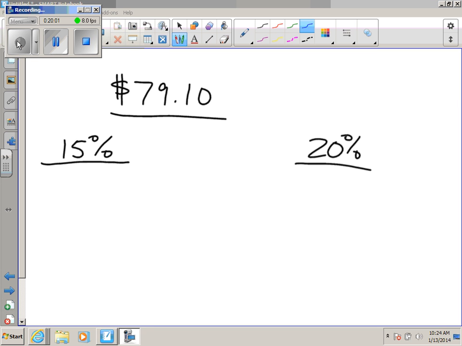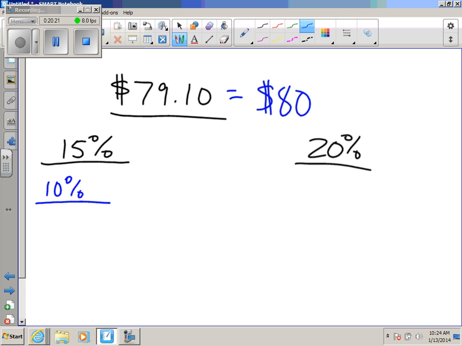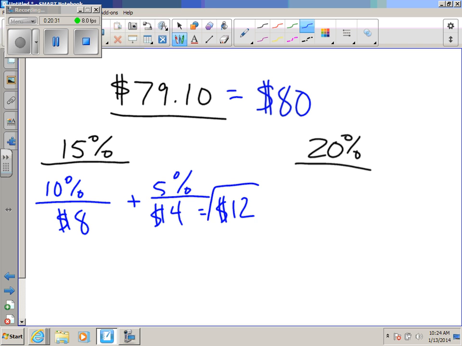All right, in terms of ease, what would be the easiest to work with for $79, Josiah? Yeah, let's just use 80. If we use $79, it makes it even more difficult to find the tip. You use 80, it's much easier. So 10% of 80 becomes what? 8. Plus half of that is 4 equals 12.